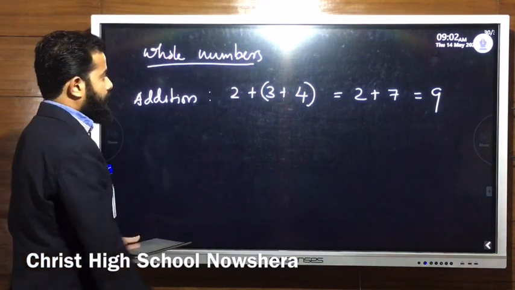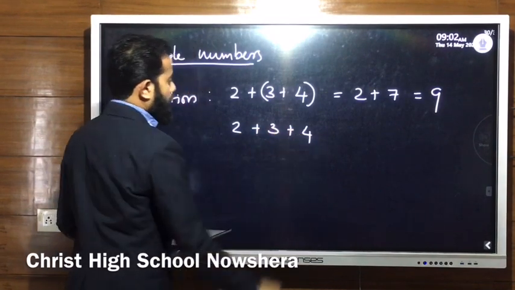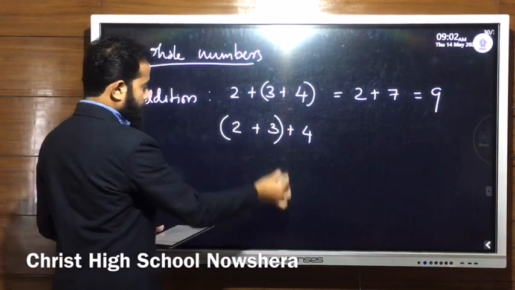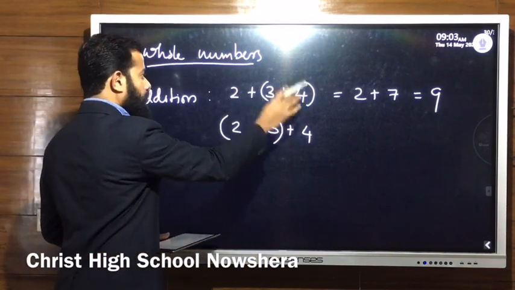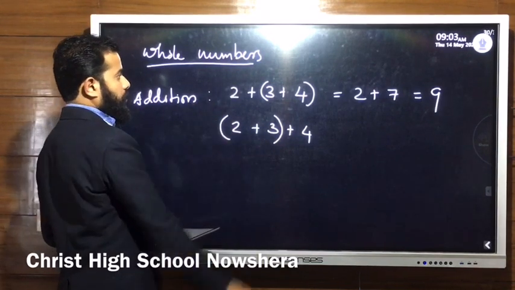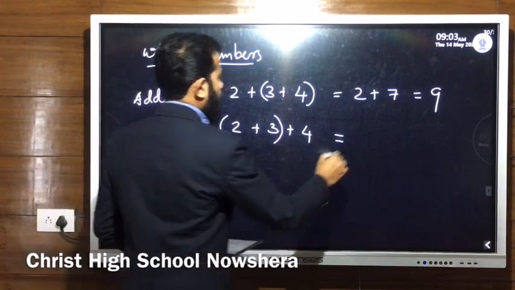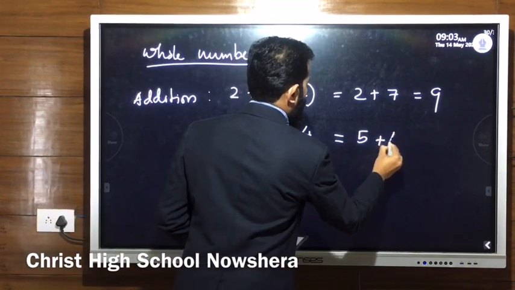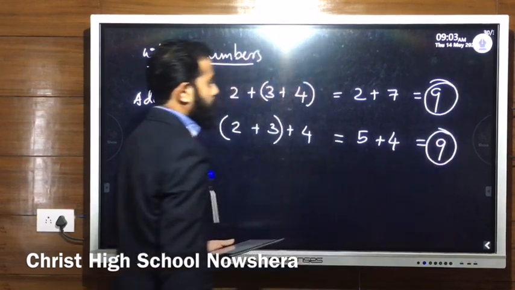Okay. The next step, again the same numbers, 2 plus 3 plus 4, but the group is changed. I have changed the group. In the first step it was 3 plus 4 in one group and 2 standing alone. Next is 2 plus 3 in a group and 4 standing alone. What will be the result? What is 2 plus 3? 5. 5 plus 4 equals 9. You can see the final result remains the same.